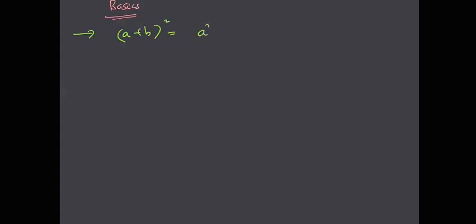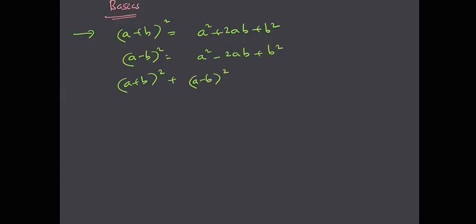(a + b)² is a² + 2ab + b². (a − b)² is a² − 2ab + b². So by adding these two identities, you get another identity, that is (a + b)² + (a − b)², which is 2(a² + b²). And by subtracting these two, you get (a + b)² − (a − b)² as 4ab.